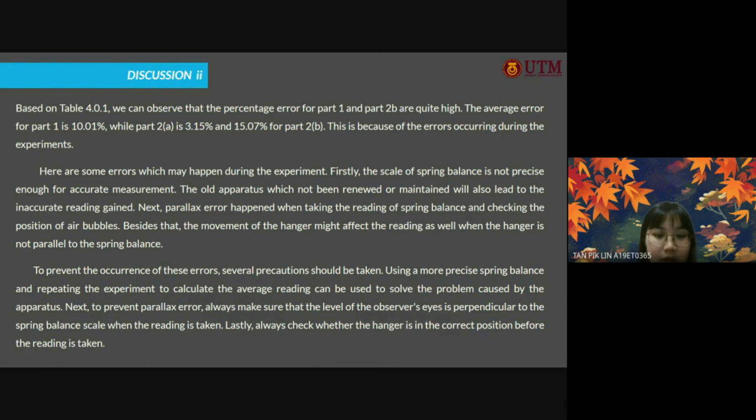To prevent all these errors from happening, there are several precautions that we can take. First, we can use a more precise spring balance and also repeat the experiment to get the average result, so that we can solve the problem caused by the apparatus. The next one is to prevent the parallax error. We should always make sure that the observer's eyes are perpendicular to the spring balance scale when taking the readings. And lastly, always check whether the hanger is in the correct position before we take the readings.